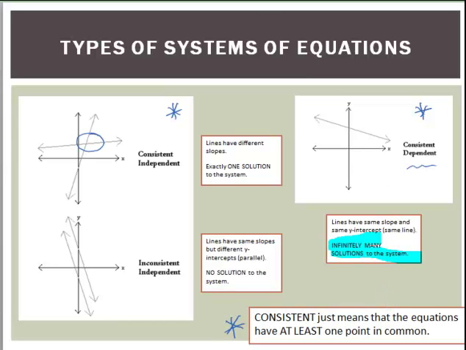Now what if you have parallel lines? That's a little bit different. Do these lines ever cross? If the lines never cross, then you have no solution to the system, and it's called inconsistent. So the difference is, if they have at least one point in common, it's called consistent. But if they have no points in common, it's called inconsistent. Okay? Now let's keep going.